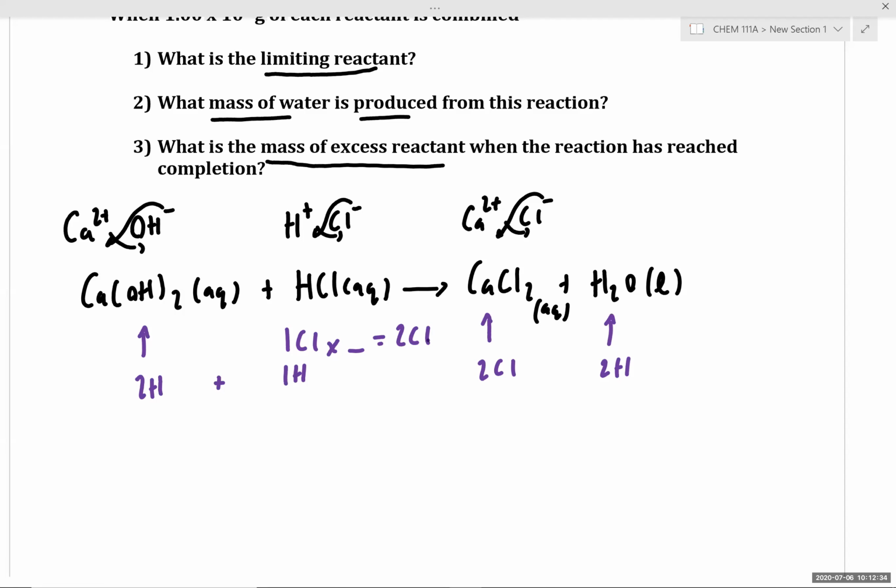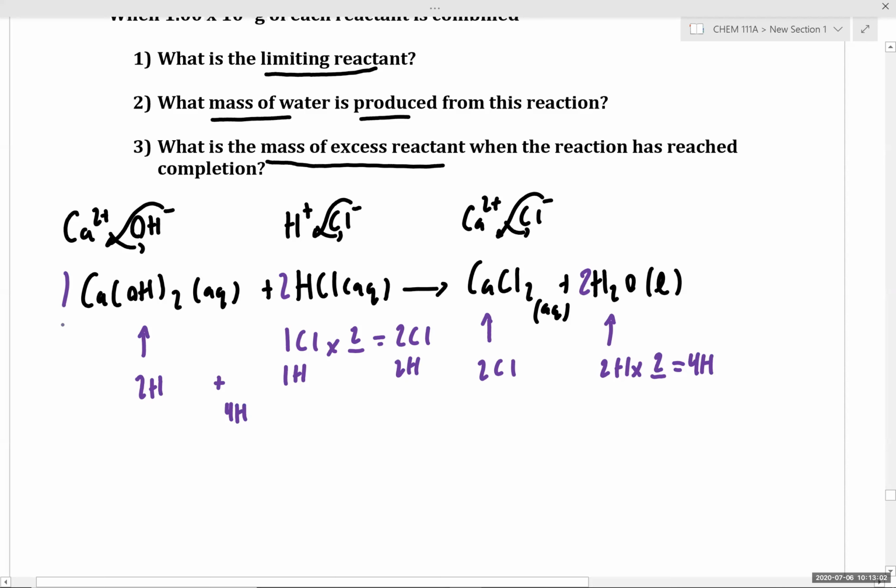What times 1 would give us 2 chlorines? What times 1 would give us 2? 2, yep. So now we have a total of 4 hydrogens, okay? Then to balance hydrogen, 2 times what would give us 4 hydrogens? 2 times what is equal to 4? 2, exactly right. Okay, perfect.